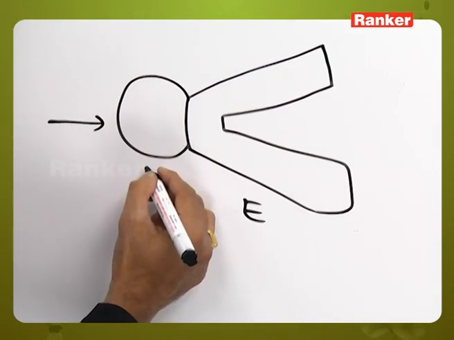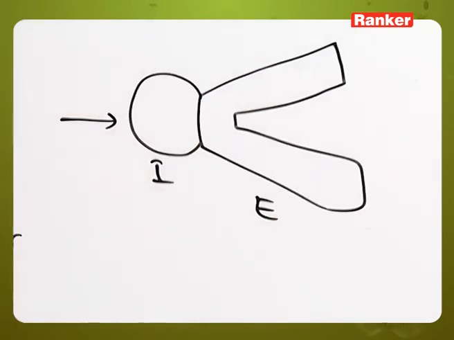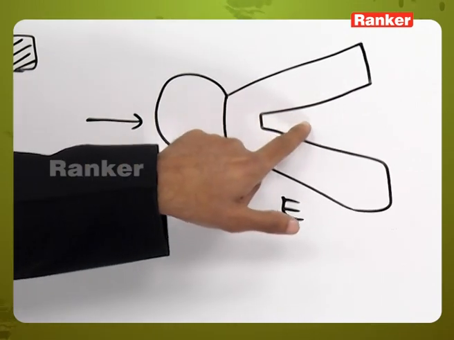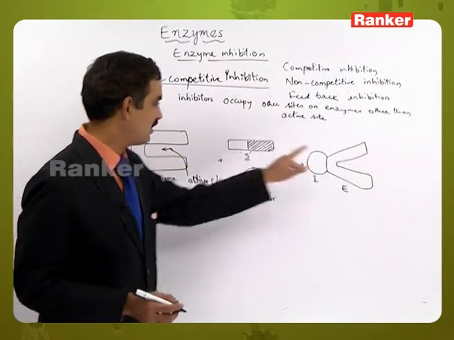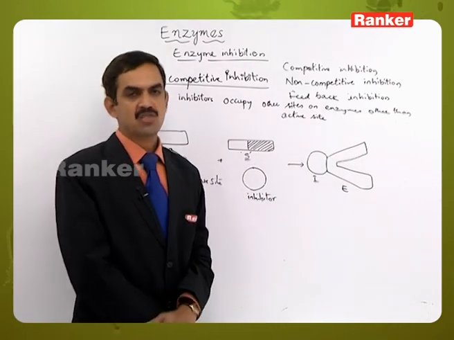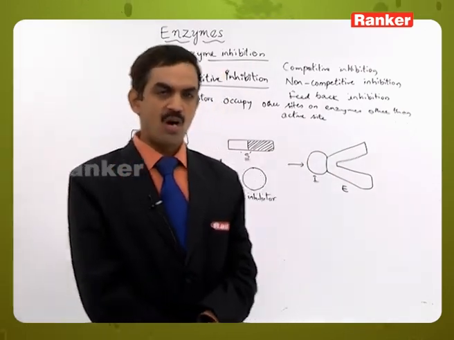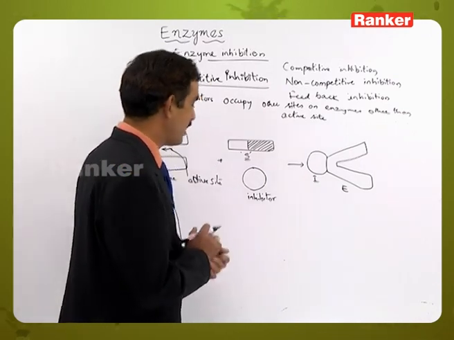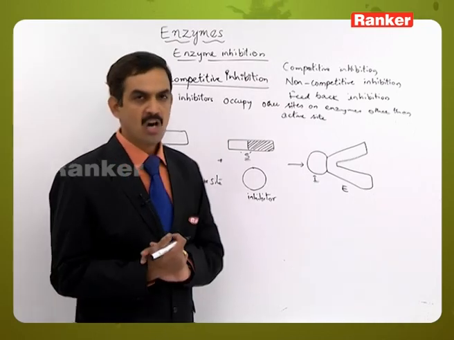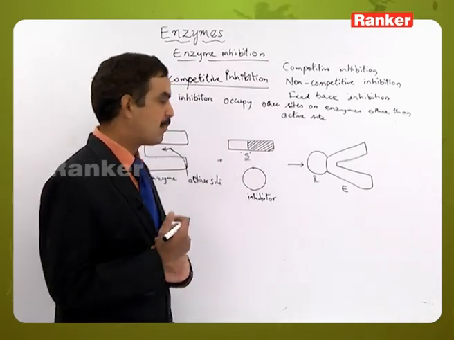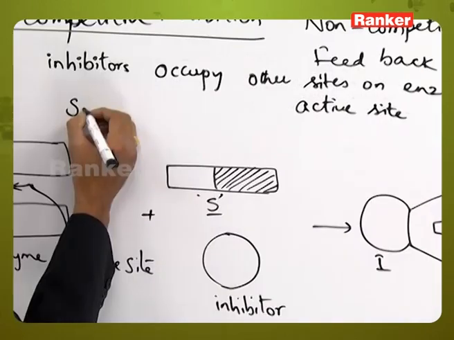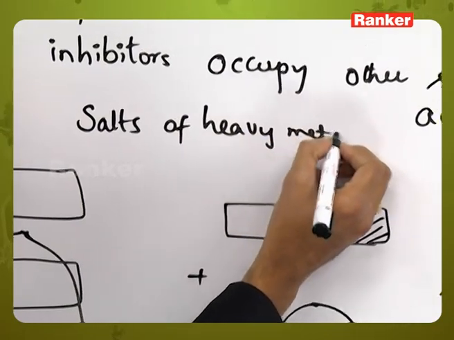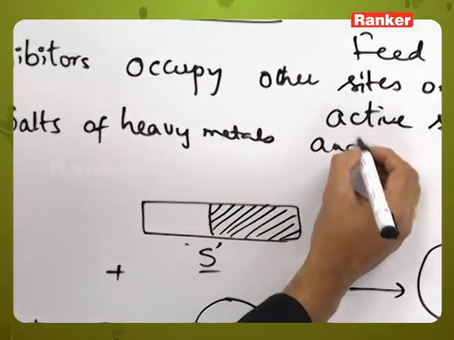Here the inhibitor is not attaching to the active site but to the other part. Because of that, the shape of that active site has been changed. Now as the shape of the active site has been changed, it is not exactly fitting the structure of the substrate molecule. This type of inhibitors are called non-competitive inhibitors. Some examples of non-competitive inhibitors are salts of heavy metals and cyanides.